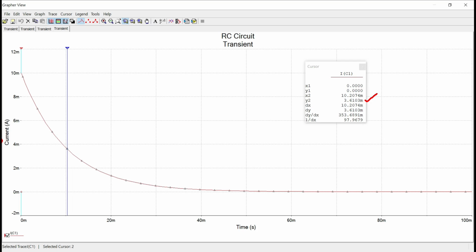If the same analysis is done for an RL circuit, what would be the nature of current flowing through the inductor? That can be denoted by IL of t. And what would be the nature of voltage across the inductor, which can be denoted by VL of t. So which of these will be a charging graph and which one will be a discharging graph? You can leave a comment below.